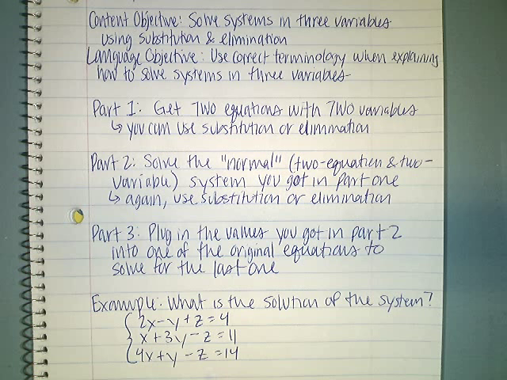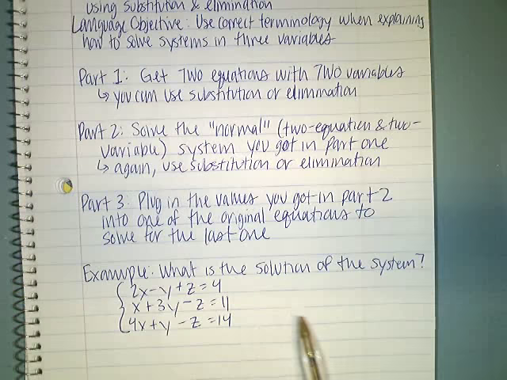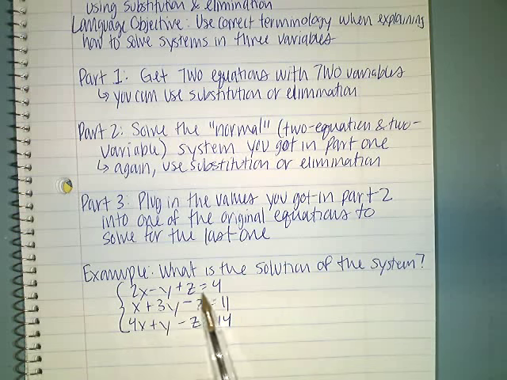Just as a forewarning, I'm going to go sort of a roundabout way so you can see the long way of doing this, because not all the problems will have such a shortcut. The problem asks, what is the solution of this system? And it has 2x minus y plus z equals 4, x plus 3y minus z equals 11, and 4x plus y minus z equals 14.